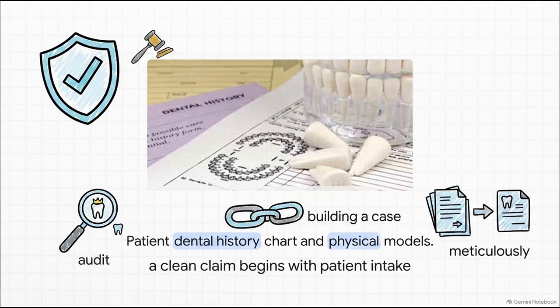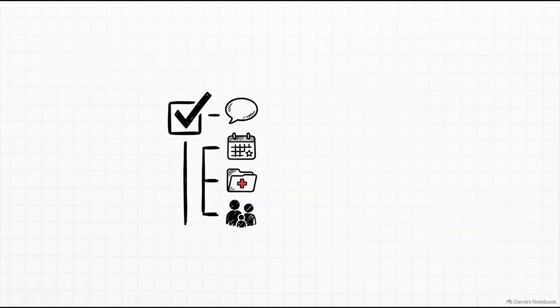A clean claim always begins with a comprehensive patient intake. To build an audit-proof foundation, your documentation has to capture these 4 mandatory pillars. First up, the chief complaint, or CC. This has to be the patient's primary concern, documented in their own words.